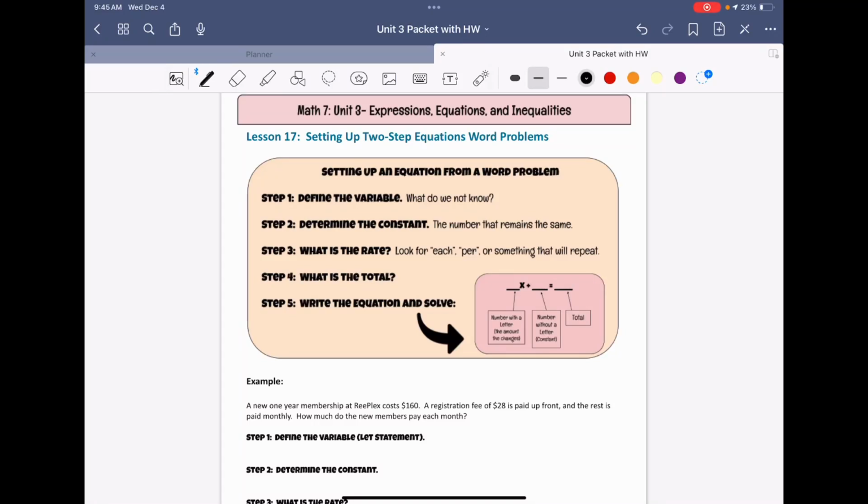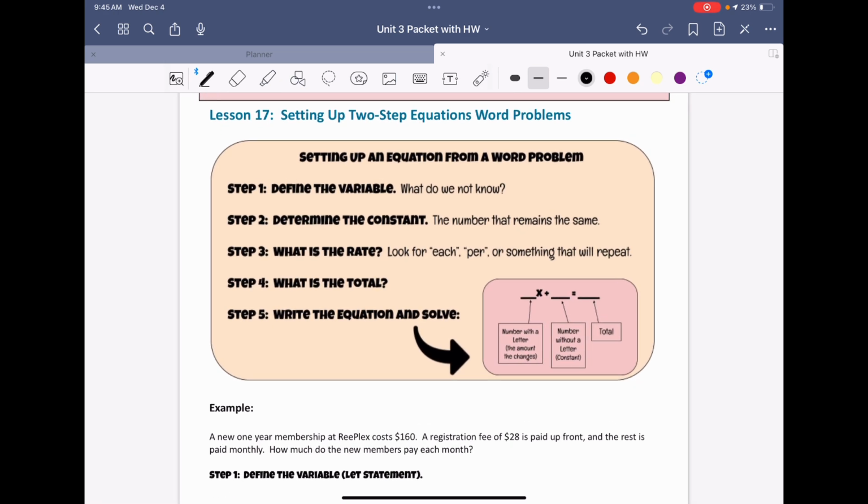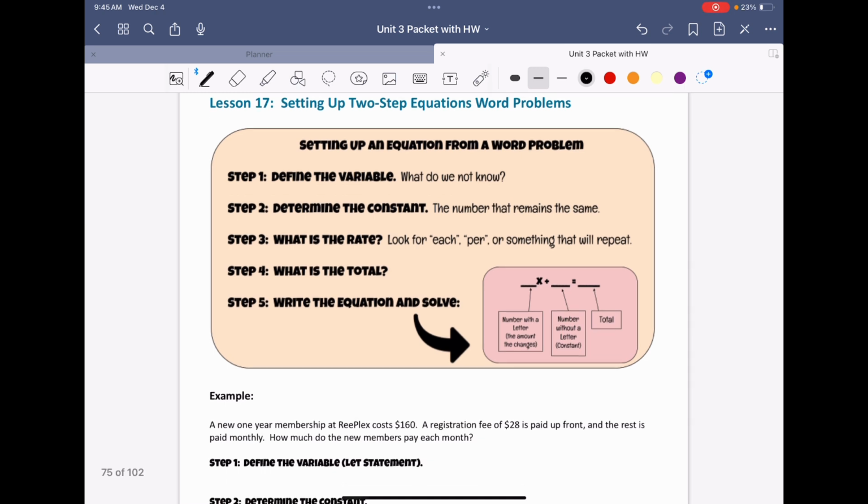Okay, so in this lesson, we're going to practice just setting up our two-step equations when we have word problems. So we're not going to actually go through and solve them today. We're going to do that tomorrow. Today, we're going to start with just setting it up. So if we take a look at what it's asking us to do in this nice little box here, it's going to give us some steps to follow.